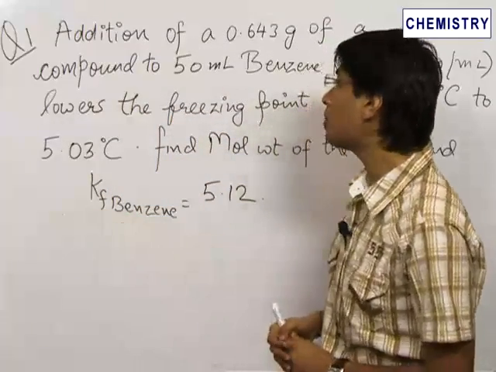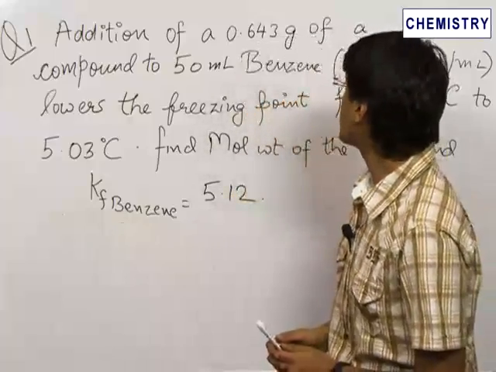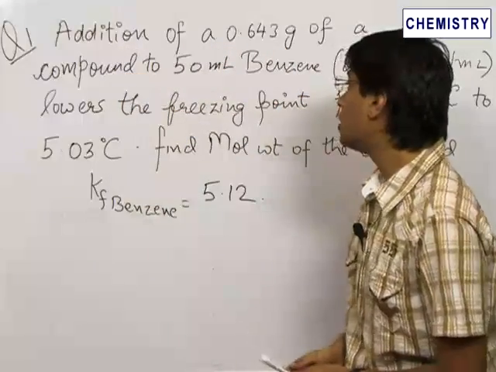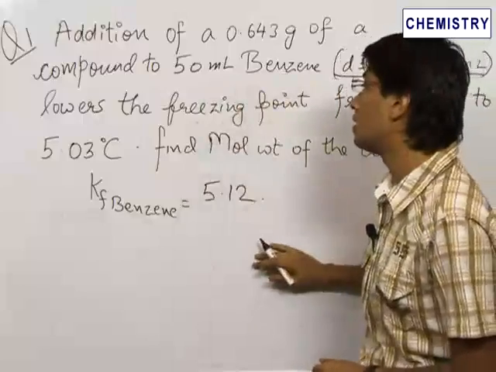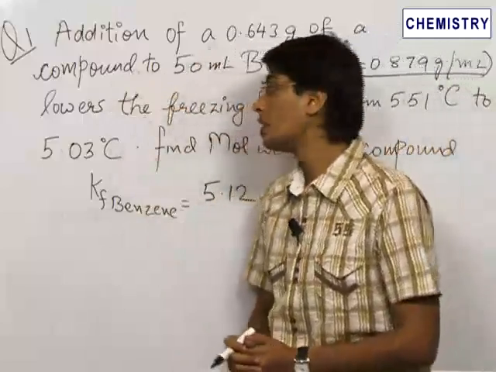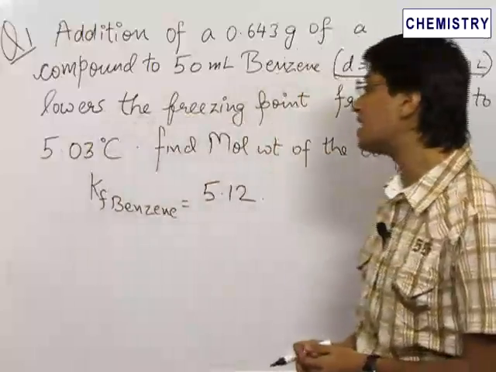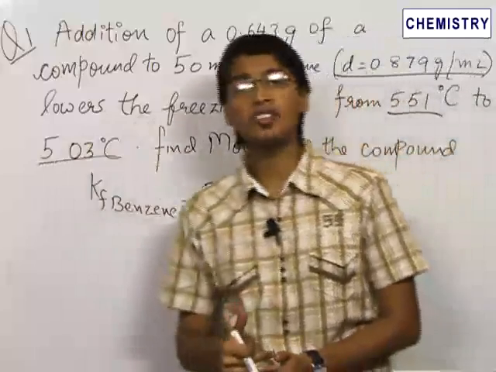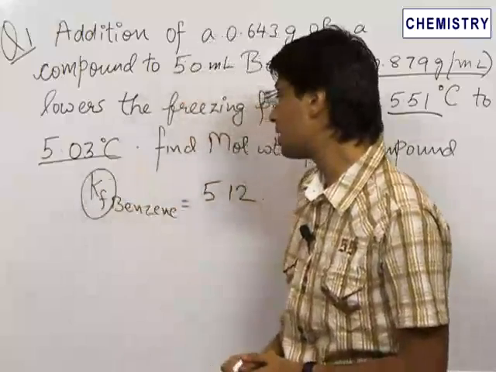This is a pretty easy problem and the most fundamental problem of this chapter. We have the addition of 0.643 gram of a compound to 50 ml of benzene, whose density is given. This addition of compound in this pure solvent causes the lowering of freezing point of benzene from 5.51 degrees Celsius to 5.03 degrees Celsius. We need to find the molecular weight of this compound which is added to this benzene solvent, and the Kf for benzene is given.